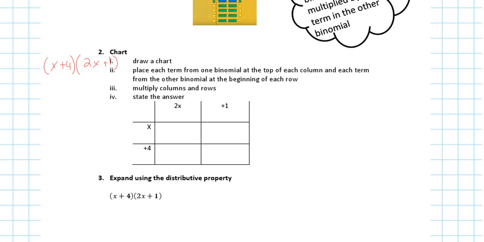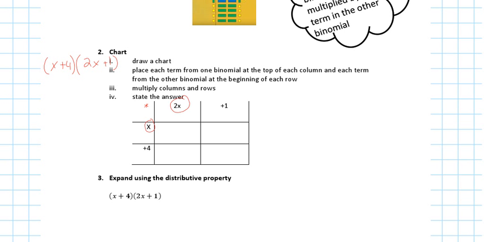So I can set up a chart with the first binomial going down in a column. So I have the x plus 4. And the second binomial going into a row. So I have the 2x and the plus 1. Okay? Now, when I multiply, right, so this is what I'm going to do. So I'm going to put a multiplication here. I'm just going to write it as a star just so you don't mix it with an x. Okay? So when I'm multiplying, I'm going to multiply this by this.